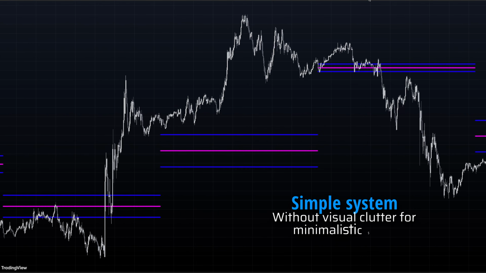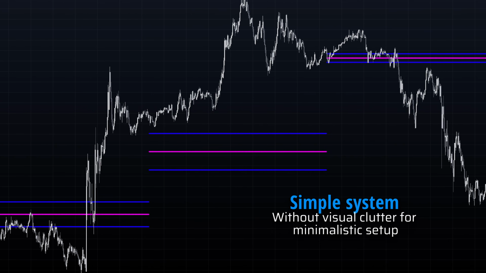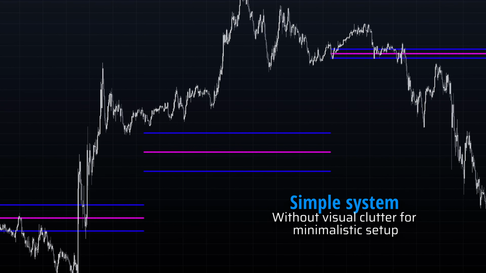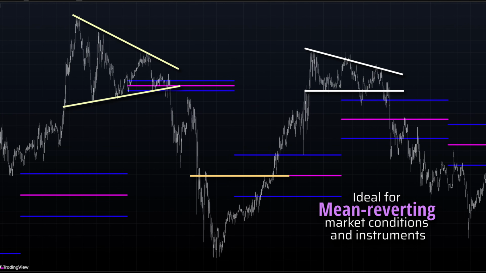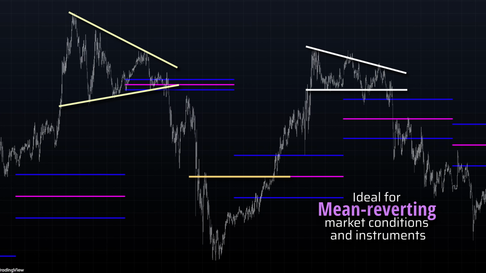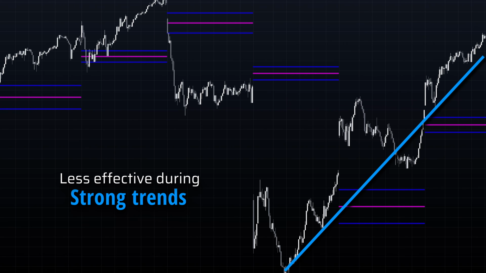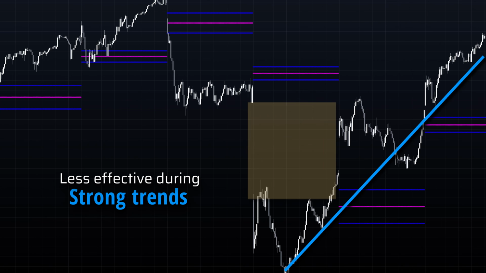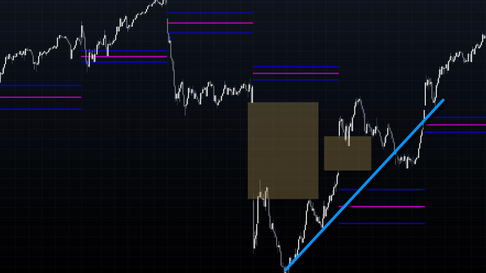The simplicity of having only 3 levels makes this system particularly useful for traders who prefer clean charts without excessive visual clutter. The indicator works best in markets that respect previous day's ranges and show mean reverting tendencies within established boundaries. It may be less effective during strong trending periods or when gaps significantly alter the relevance of prior session data.